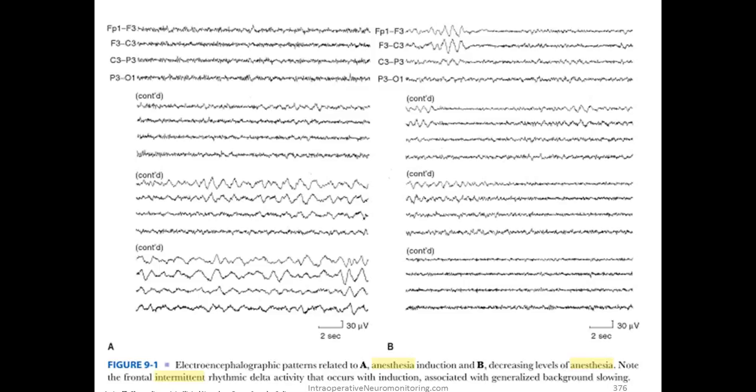Okay, here we have an EEG pattern related to A, anesthesia induction, and then B, decreasing levels of anesthesia. Note the frontal intermittent rhythmic delta activity that occurs with induction associated with generalized background slowing. So that is this area here, this frontal intermittent rhythmic delta activity. And then in this picture here, it starts to become a little bit more widespread, and then it starts to dissipate out.